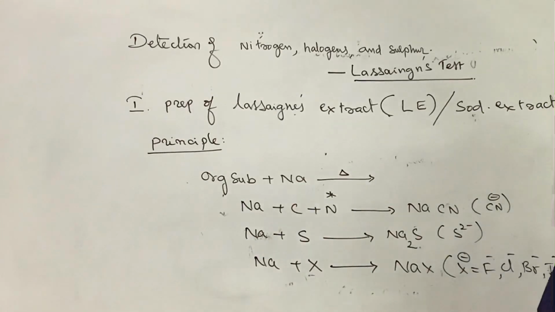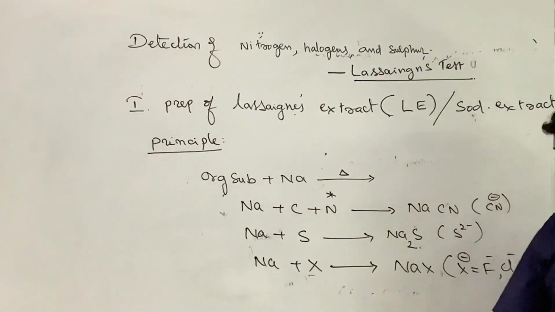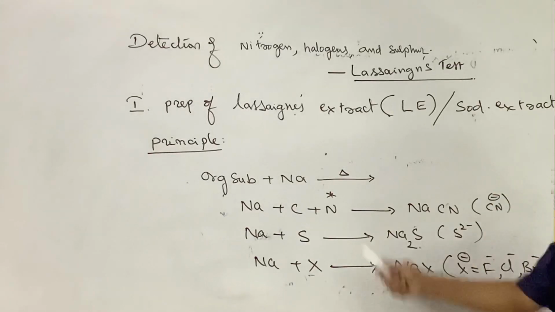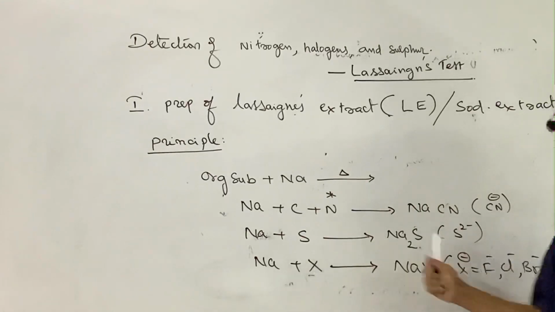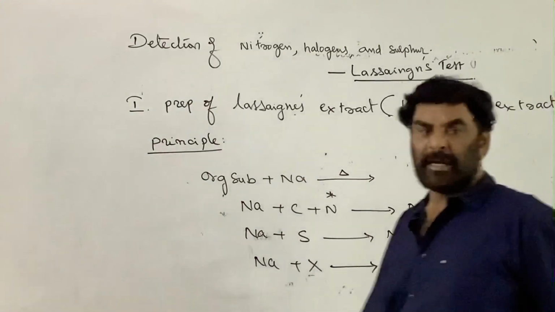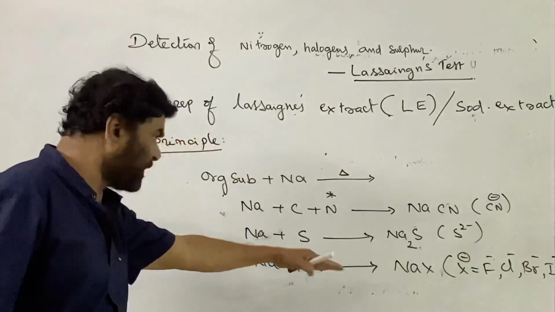A small amount of the given organic compound is strongly heated in the presence of metallic sodium. Due to the thermal effect, the organic compound undergoes decomposition, and the nitrogen, halogens and sulfur present in it react with the metallic sodium. Nitrogen is finally converted to sodium cyanide, sulfur is finally converted to sodium sulfide, and halogen is finally converted to halide ion. This is the heating process.